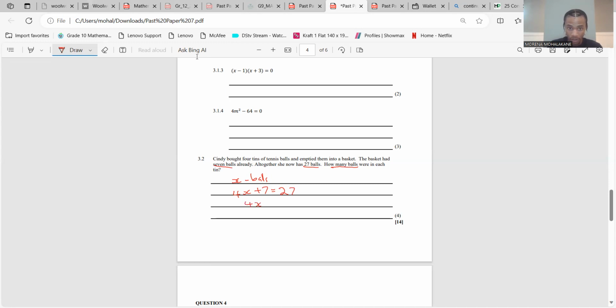So 4x is equal to 27 minus 7. So 4x is going to give me 20. Then I divide by 4. So the value of x is going to be 5. So therefore, there were 5 balls in each tin.